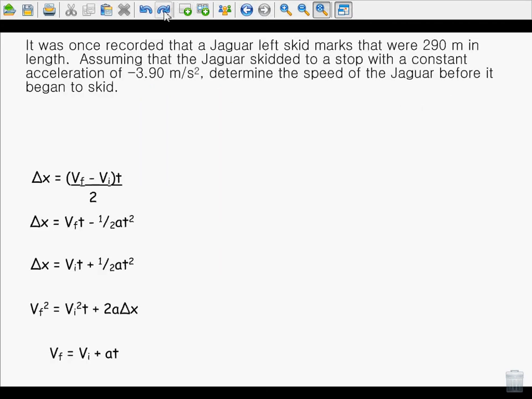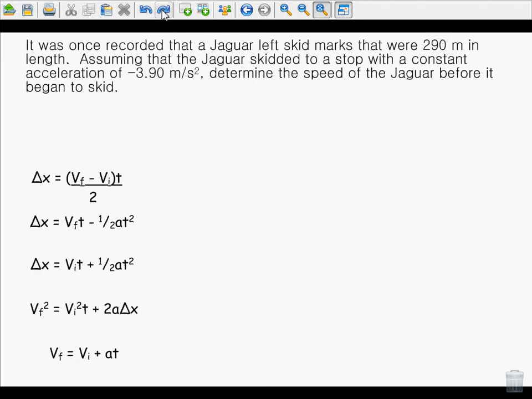Now let's talk about how we would use these in a specific problem. If you read the problem to yourself, I will also read it aloud. It was once recorded that a Jaguar, which is the car, left skid marks that were 290 meters in length.